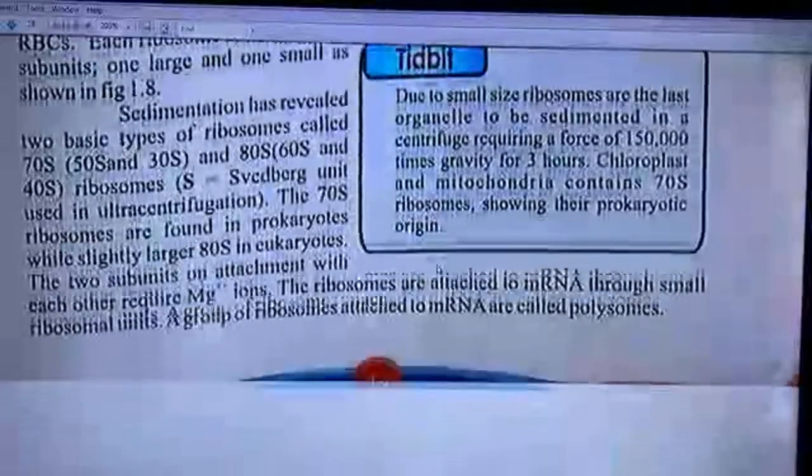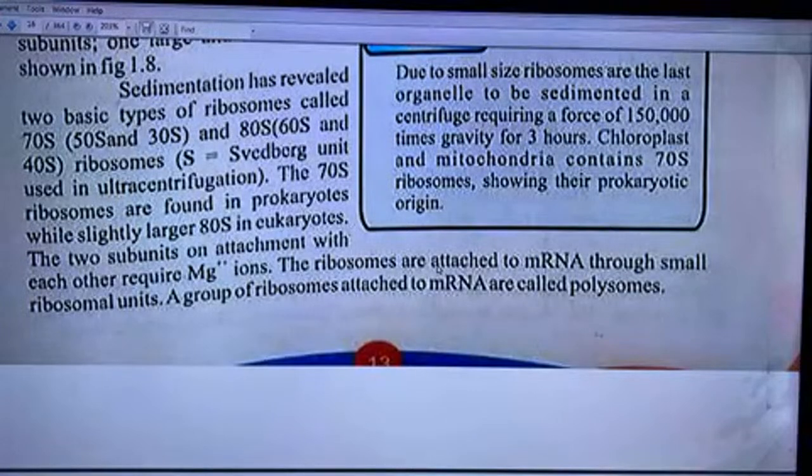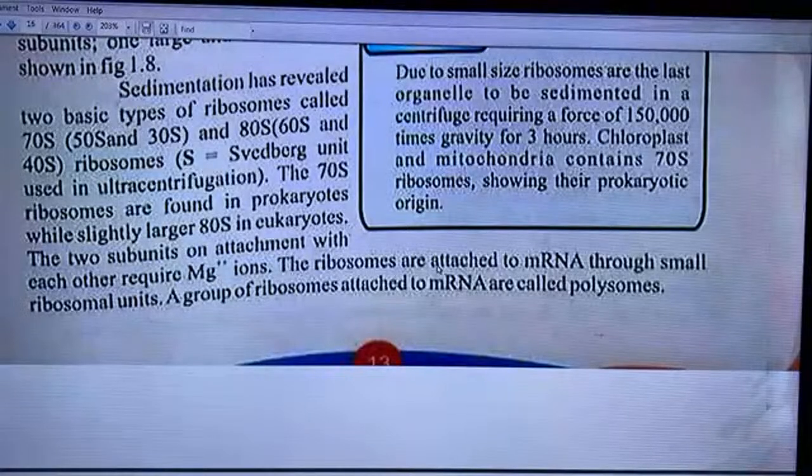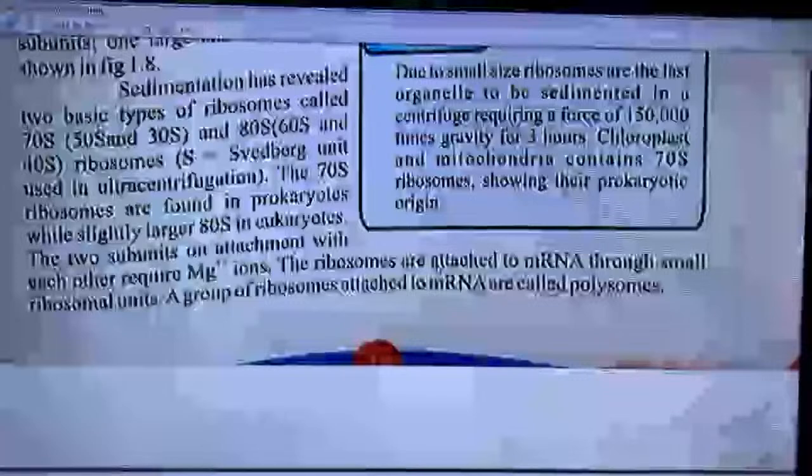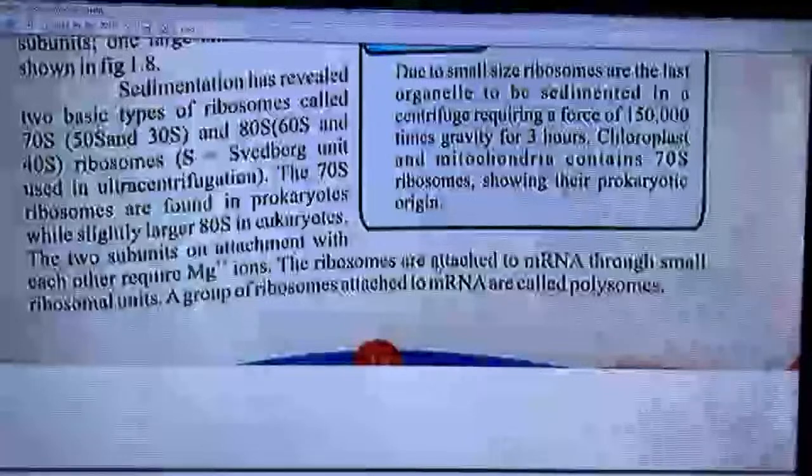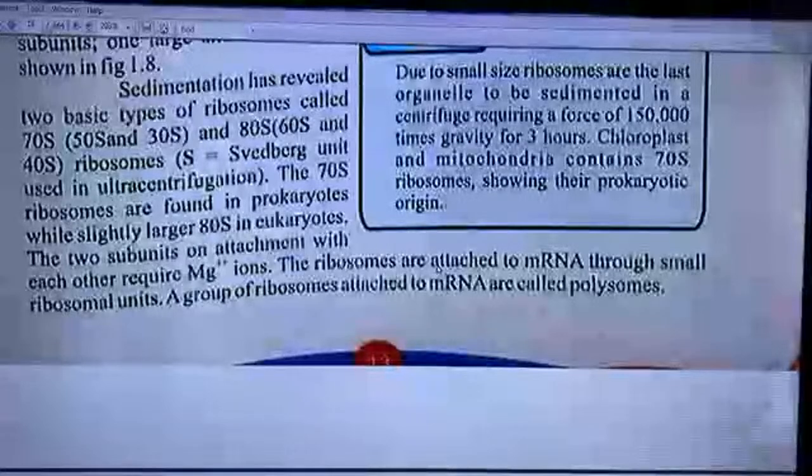Sedimentation has revealed two basic types of ribosomes called 70S (50S plus 30S) and 80S (60S and 40S) ribosomes used in ultracentrifugation. 70S ribosomes are found in prokaryotes, while slightly larger 80S ribosomes are found in eukaryotes. The two subunits require magnesium ions for attachment with each other. The ribosomes are attached to messenger RNA through small ribosomal units. A group of ribosomes attached to messenger RNA is called polysomes.